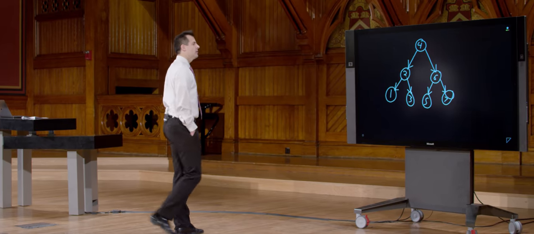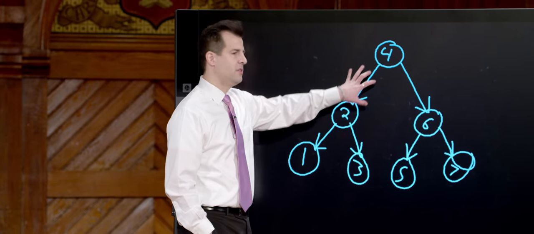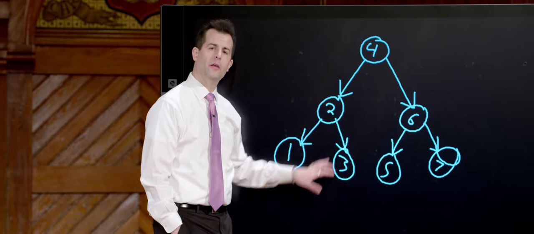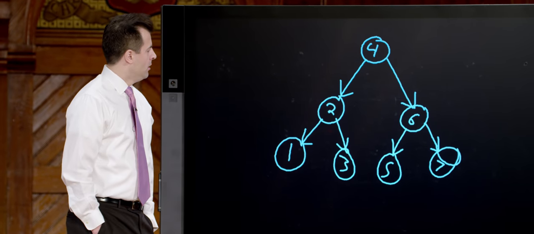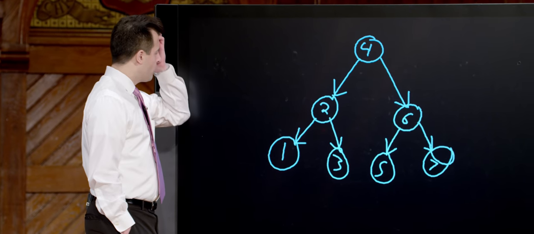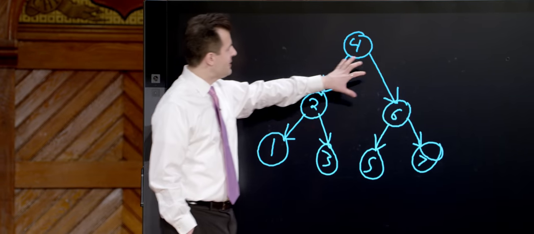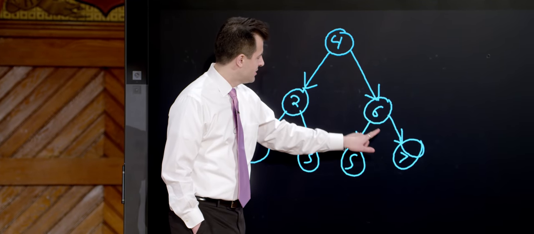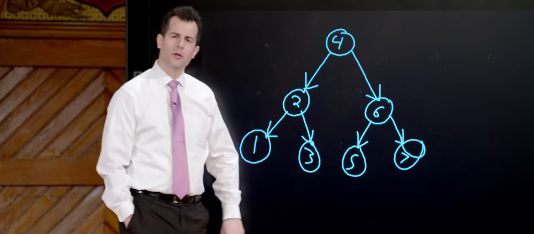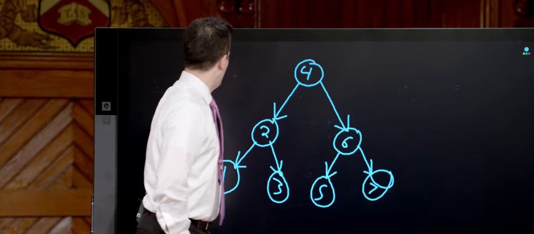What do you notice about all of the values to the left of the 4? All of its left descendants, so to speak, to borrow that family tree nomenclature? 1 and 2 and 3. Curiously, all 3 of those are smaller than the number 4. What about all of its right descendants down this branch? 5 and 6 and 7, those are all bigger than 4. That's kind of neat.